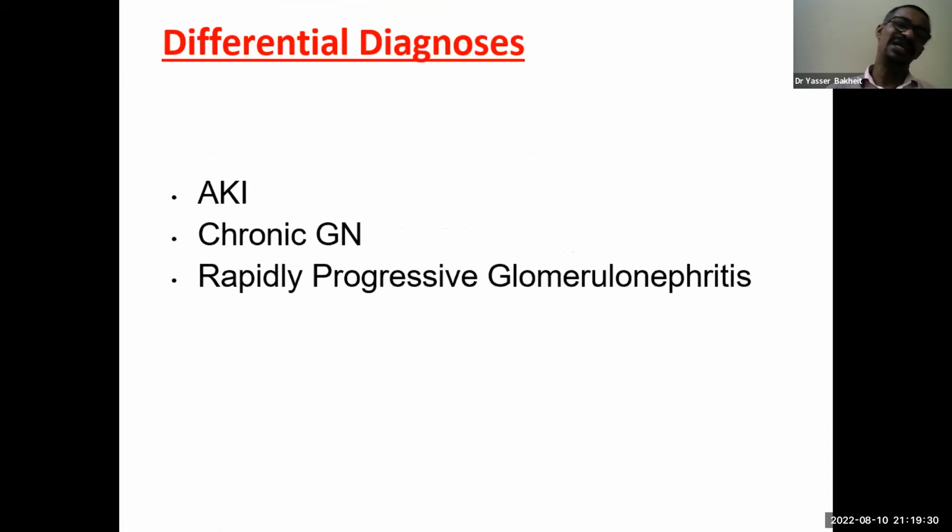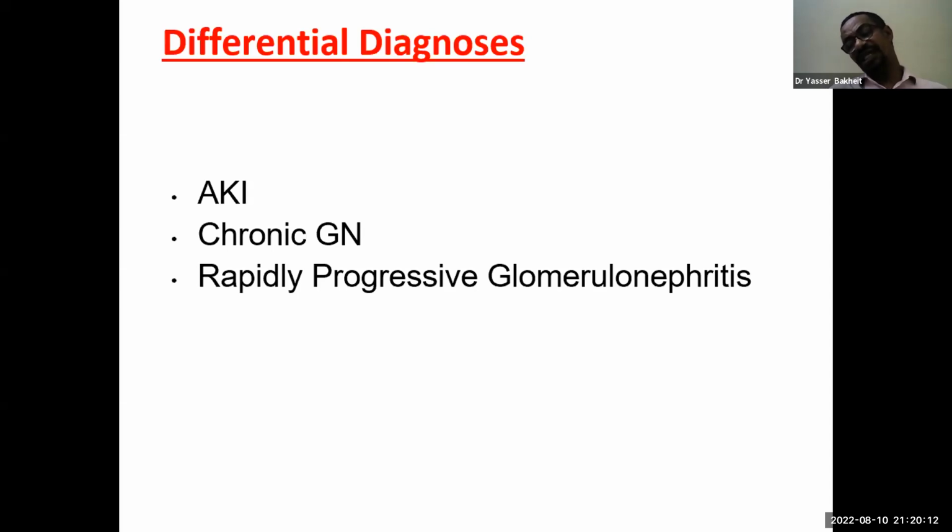Differential diagnosis can include acute kidney injury, because both of them can present with deterioration of the kidney function. But usually in chronic kidney disease there is short stature and anemia, and when we take a proper history, we can differentiate acute kidney injury. Also chronic glomerulonephritis is another differential diagnosis of chronic kidney disease, and rapidly progressive glomerulonephritis. So be careful in the history and the clinical examination.